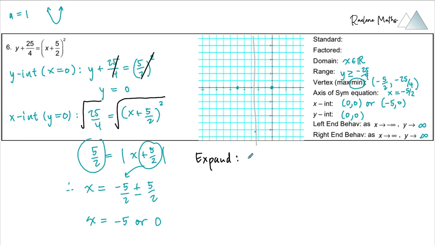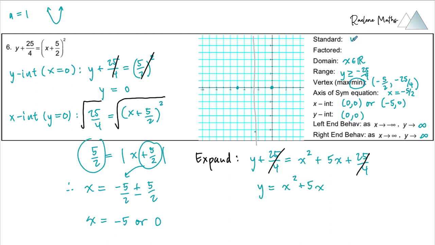So to expand, we get y plus 25/4 is equal to x squared plus, we multiply these two terms together, and then we double because there will be two of them when we expand. And so that gives us 5x, and then we square the last term, which gives us 25/4, and the 25/4s are the same as what happened here. They give us 0, and so we get y equals x squared plus 5x.